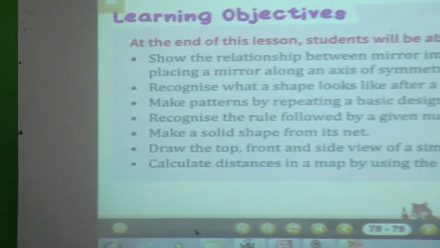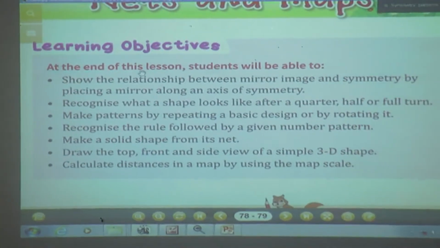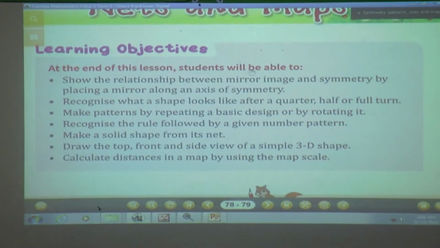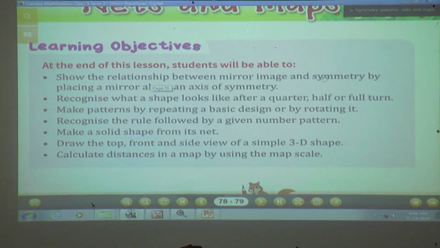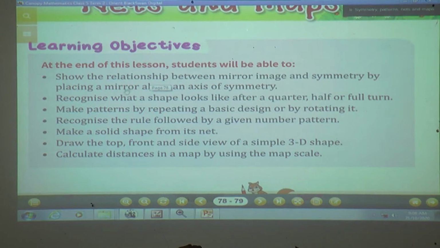Here, learning objectives. At the end of this lesson you will be able to show the relationships between mirror image and symmetry by placing a mirror along an axis of symmetry. That means in this lesson you will learn mirror image, axis of symmetry, and recognize what a shape looks like after a quarter, half or full turn.